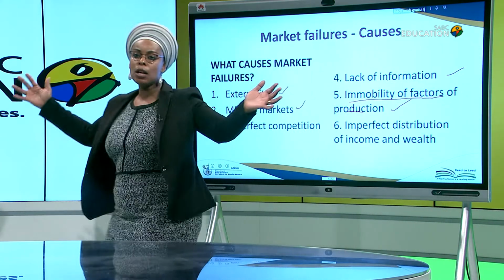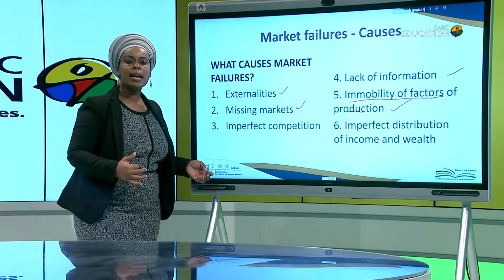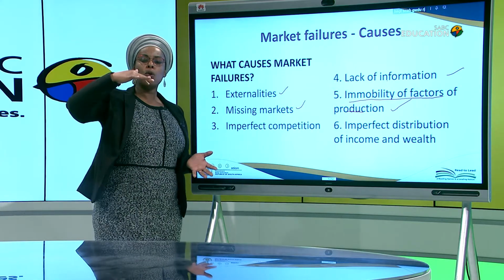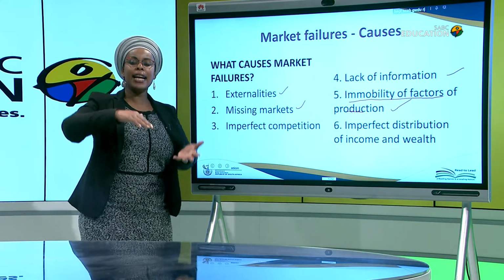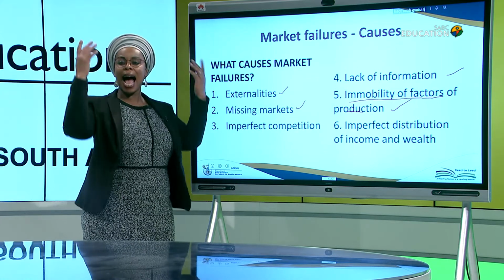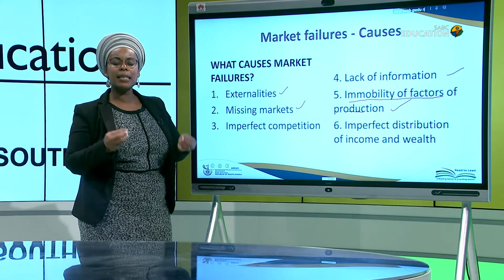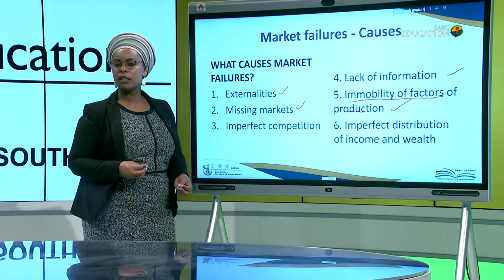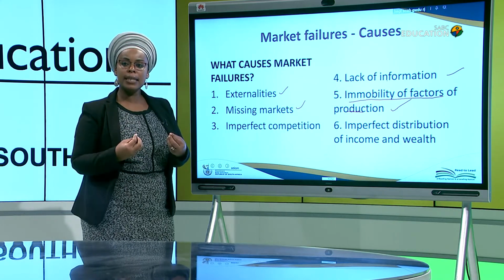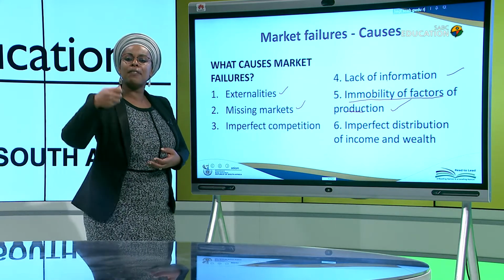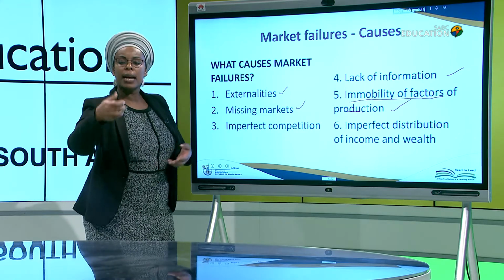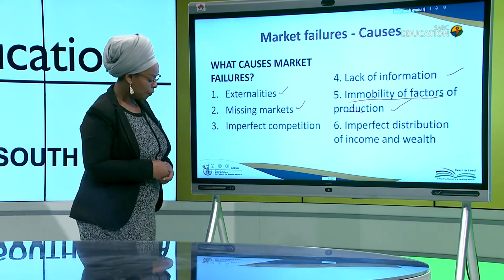Lastly, is the imperfect distribution of income and wealth, where you'll find that the gap between the rich and the poor is still wide, where we have many people who are earning low income and few people who are earning high income. So those imbalances can also cause the market to fail. Imagine if you have your needs, but you don't have money, you don't have the resource to buy the goods. That can cause the market to fail.